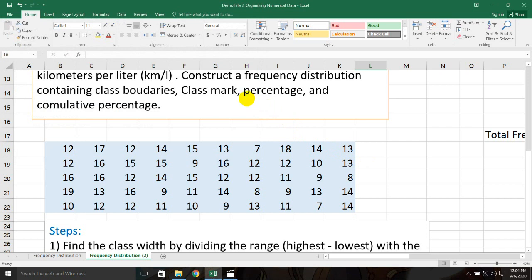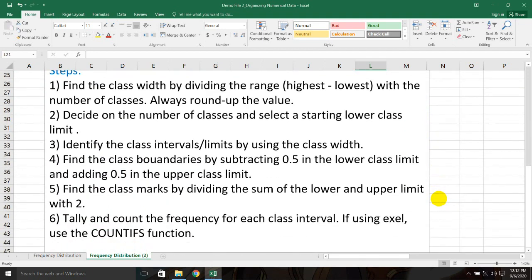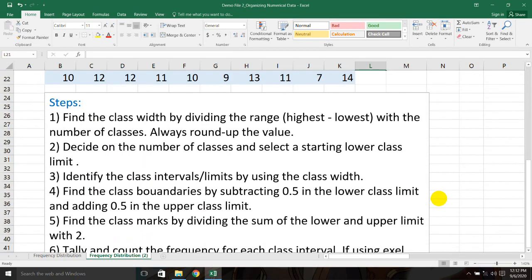To know more about these concepts, make sure to check my other videos discussing how to organize numerical data and the things that you need to remember whenever we construct a frequency distribution like this one. And for the construction, we will follow these particular steps. Remember that you could always do these steps manually, but since we are using Microsoft Excel, we will maximize the use of tools.